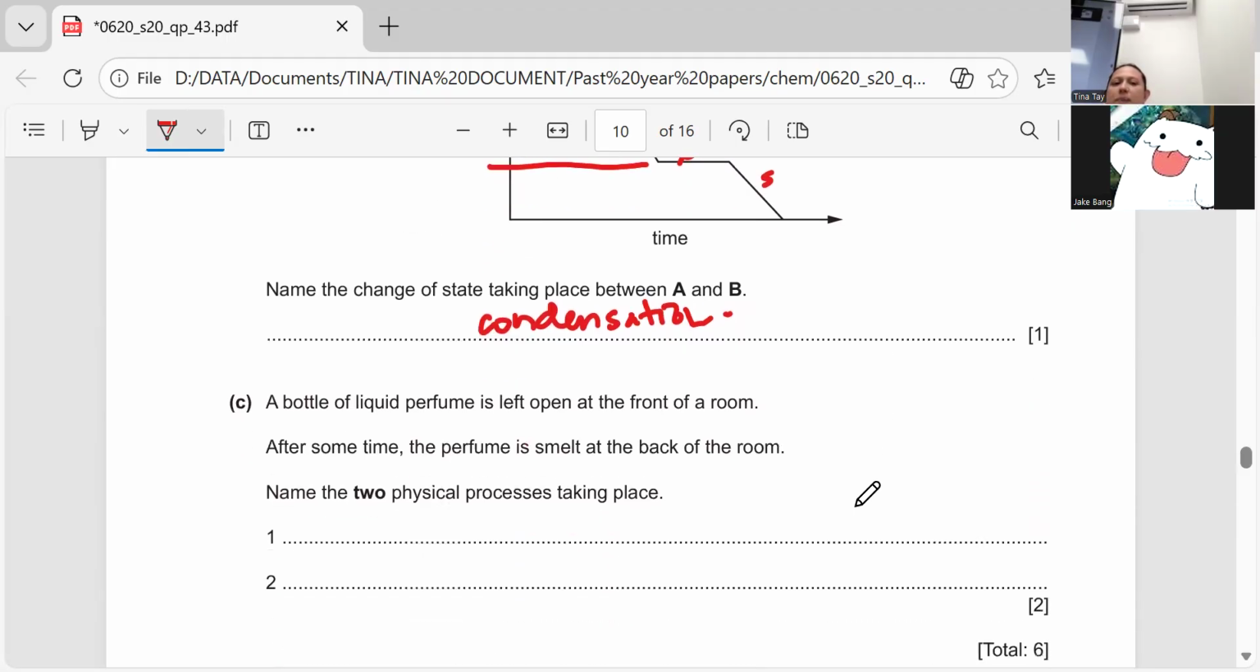A bottle of liquid perfume is left open at the front of a room. After some time, the perfume is smelled at the back of the room. Physical processes. If it's liquid to become gas, it's called evaporation. And the second thing that happens is called diffusion. Diffusion, not convection. Okay, do you understand?